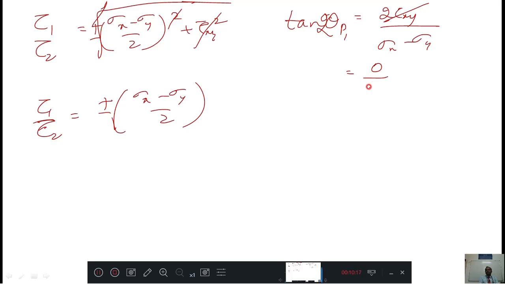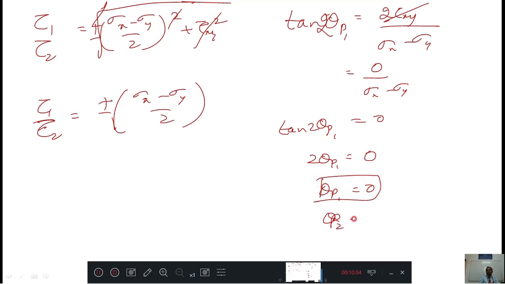0 divided by sigma x minus sigma y is nothing but 0. What is 0? Tan 2 theta p1 equal to 0. Therefore, 2 theta p1 equal to tan inverse 0, which is 0. Theta p1 is also 0. Then theta p2 will be 90 degree, same as in the uniaxial stress system. Understood? Then the conclusion for case 2.